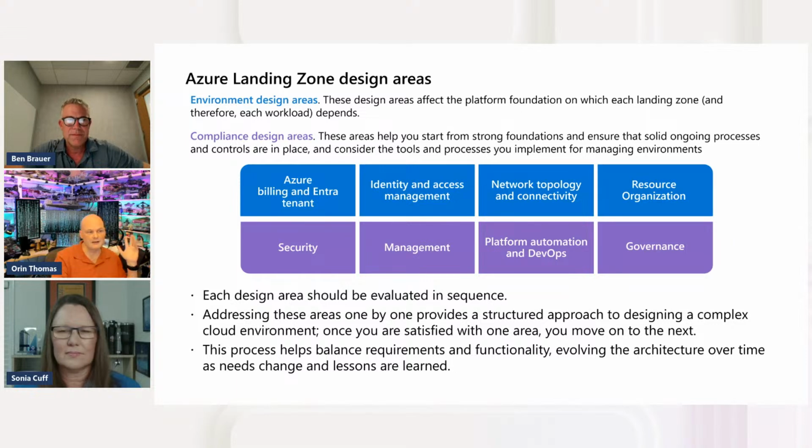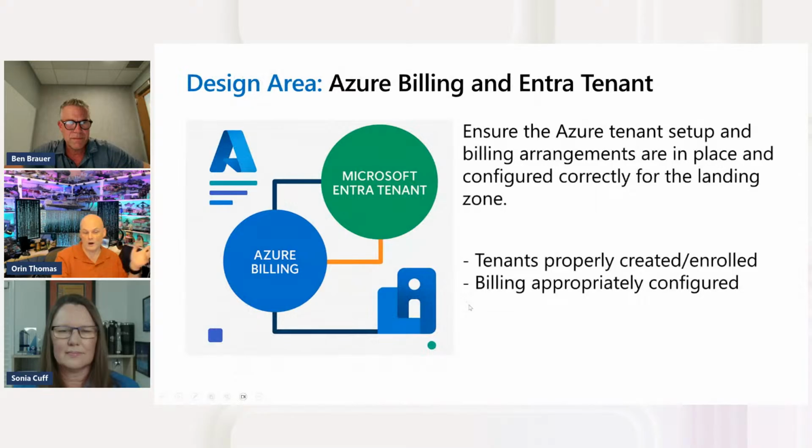Okay, so let's talk about this first design area and why Azure billing and the Entra tenant should be considered first. Now, the reason I think that the Entra tenant should be considered first is that you can plug a whole lot of things into the Entra tenant, and that identity is the new control plane. Is that a reasonable interpretation? But where does billing fit, do we need to be thinking about billing from the get-go?